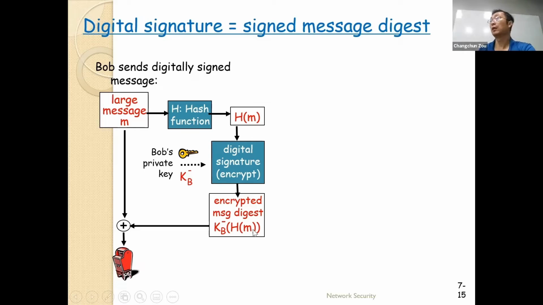Basically, when you do the encryption, you only encrypt these 16 bytes or 20 bytes of the message digest. So even though public key cryptography is very expensive, you only encrypt 20 bytes of data. So the encryption can be done very fast by computer. Then you send the message concatenated with the signature to the receiver.